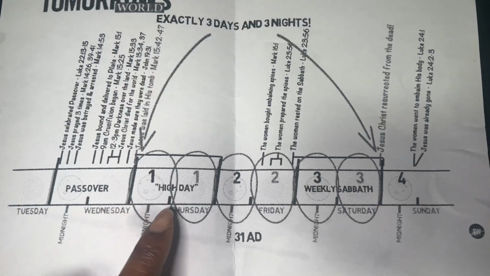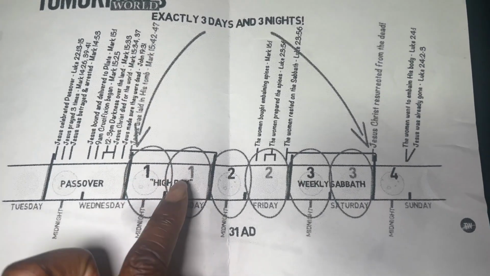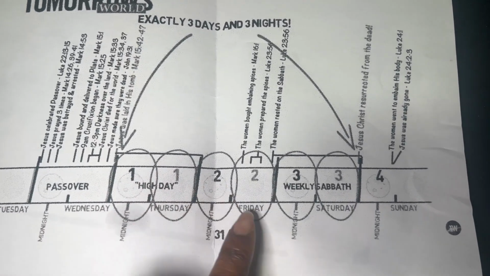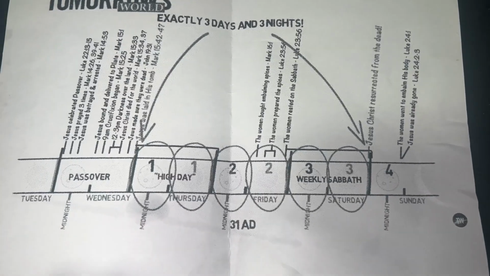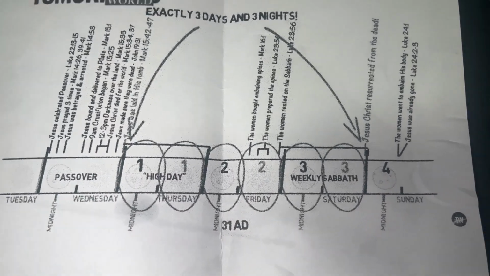You'll see day one night, day one day, day two night, day two day. They even explain the concept of when God created the days. He created night first and then day. Go back to Genesis and read it over.